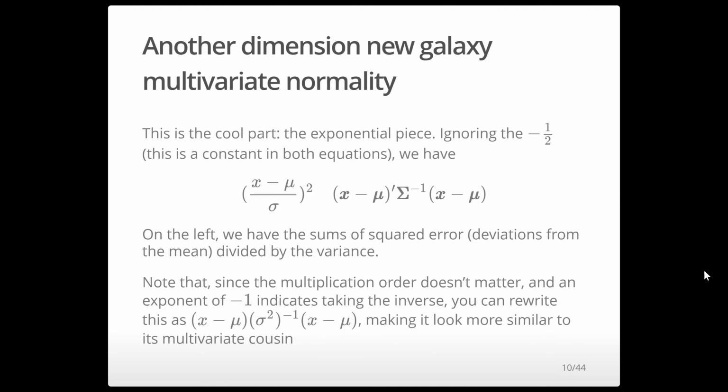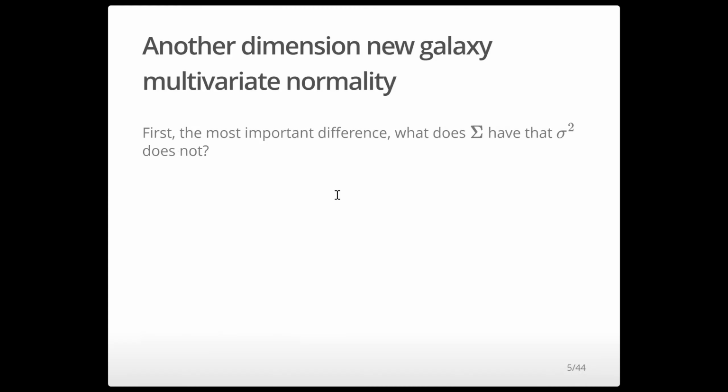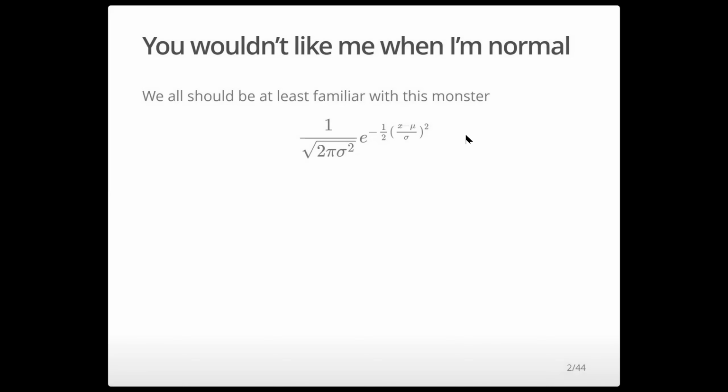So the cooler part and the more important part is the exponential part, which is actually the numerator, because remember we're multiplying 1 over the denominator we just saw by e raised to negative 1 over 2, which is just a constant, times these things. Now, we can look back at the univariate normal distribution. We see this up here.